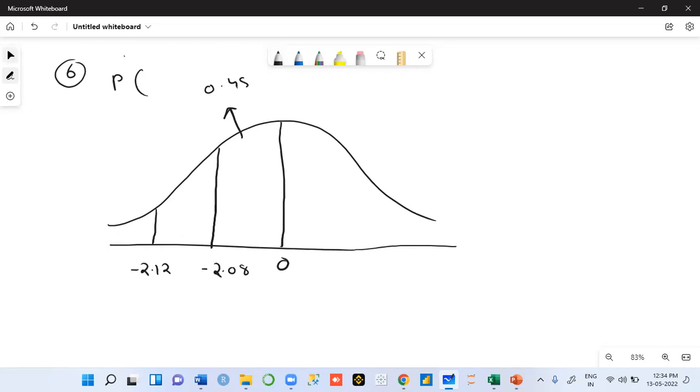Zero point. How much is the area from 0 to the 2.12? Find this. So guys, we just need the value which comes between these two numbers. We have to find this area. To find this area, what should we do? Minus. Bigger number is 0.